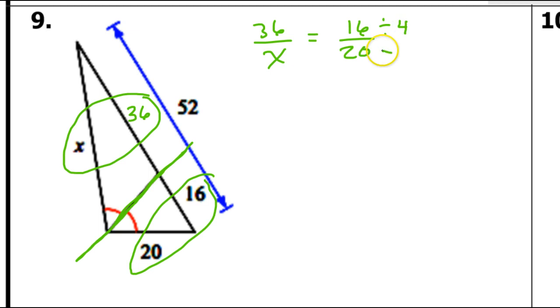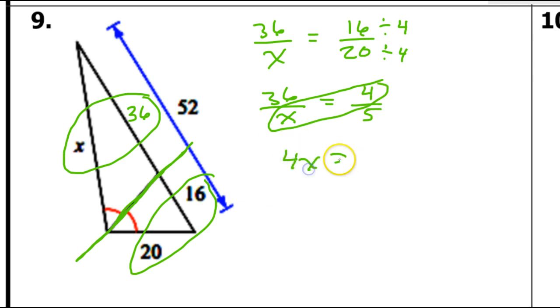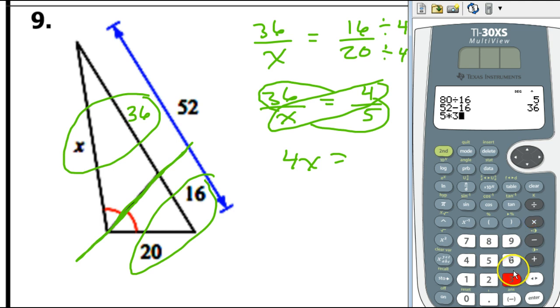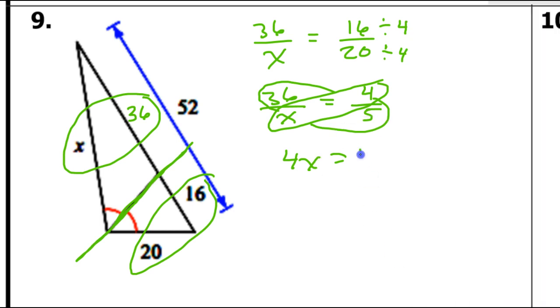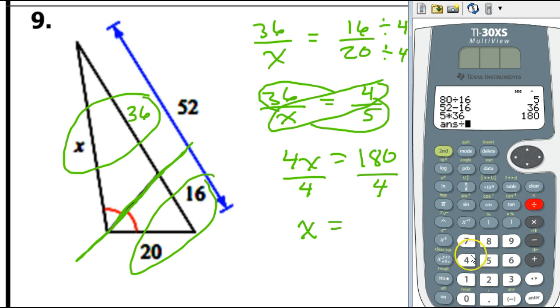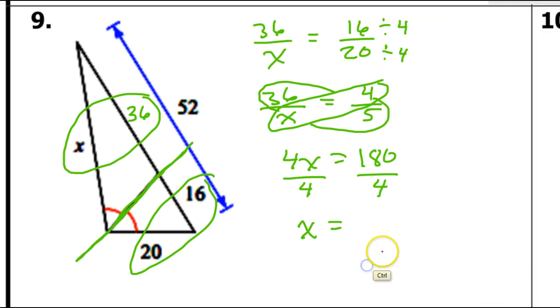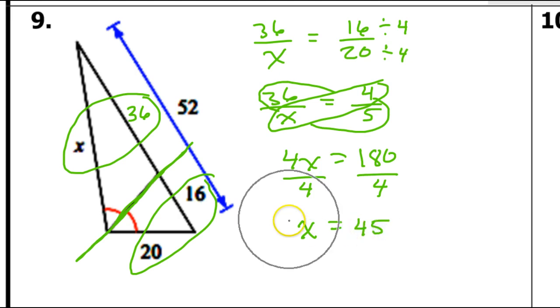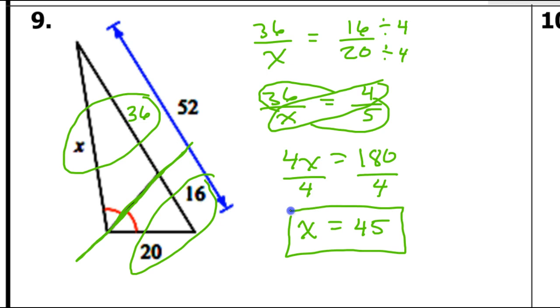Now these are both divisible by 4, so I always like to reduce when I can. Smaller numbers are easier to work with. So this is going to give me 4 over 5. After that, it's time to cross multiply. So I will get 4x equals, and then I have to figure out what 5 times 36 is. So that is 180. And then we will divide both sides by 4. And that turns out to be 45. So that is going to be the final answer for problem number 9.